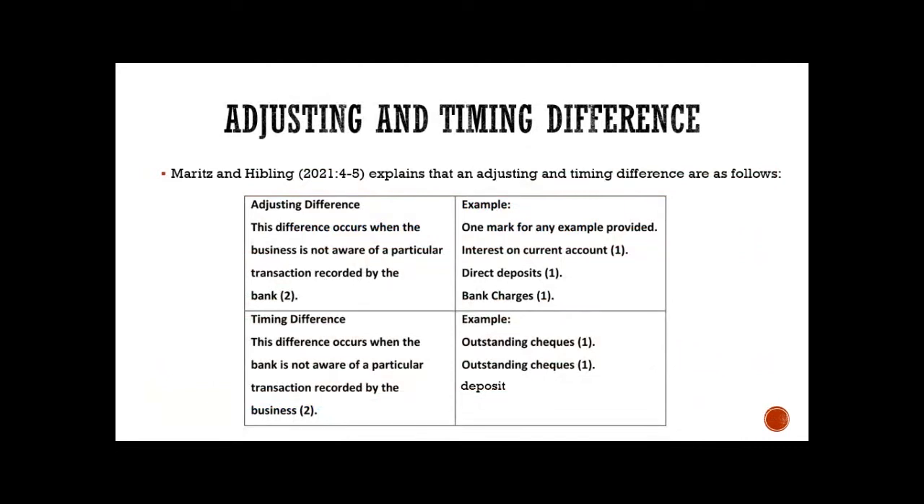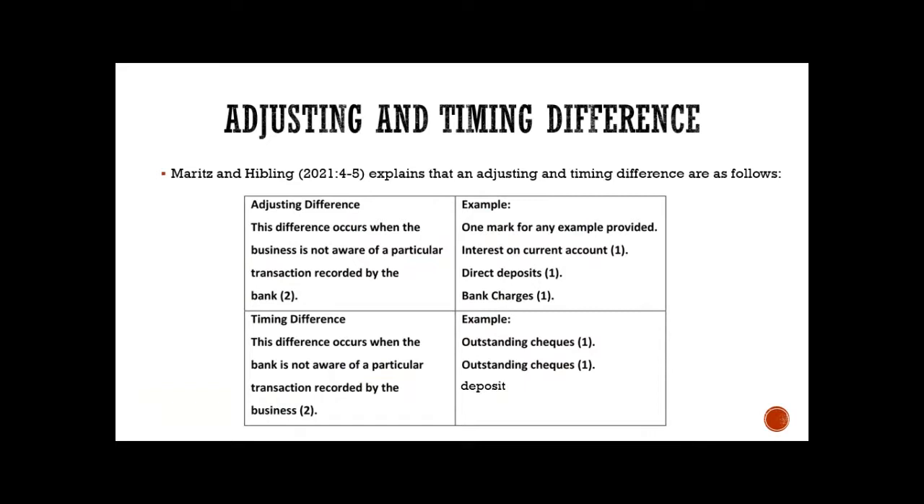Okay, this is just a reminder of what an adjusting and a timing difference is, if you need to explain it in the exam again. So remember, an adjusting difference occurs when the business is not aware of a particular transaction. That means the bank recorded it, but the business doesn't know about it. So we're going to adjust it in our accounting records. Examples of that are interest on your current account, bank charges, direct deposits.